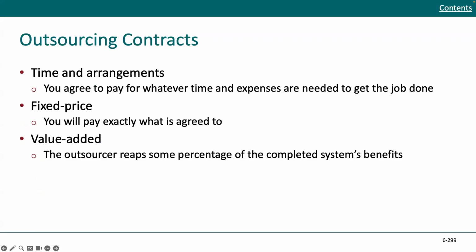Well, what about the outsourcing contracts? You can have time and materials arrangements where you agree to pay for whatever time and expertise are needed to get the job done. So whatever it costs, we'll pay. You could have a fixed price where you pay exactly what is agreed to.